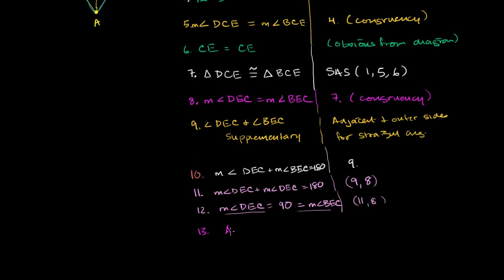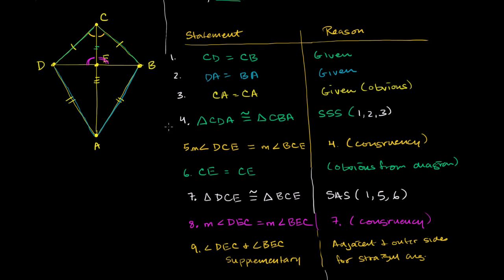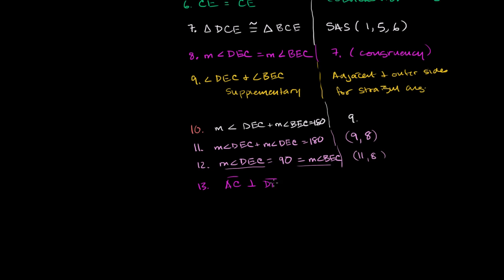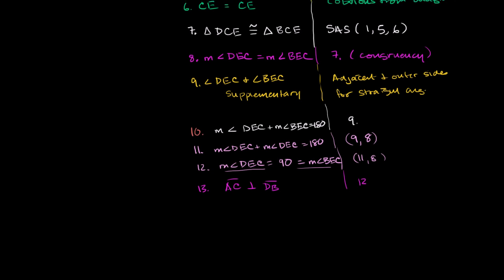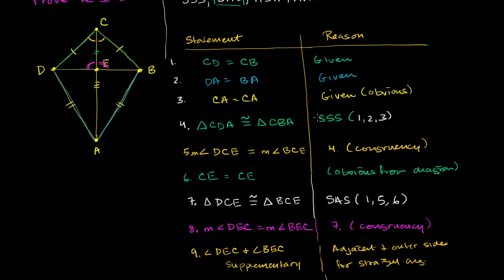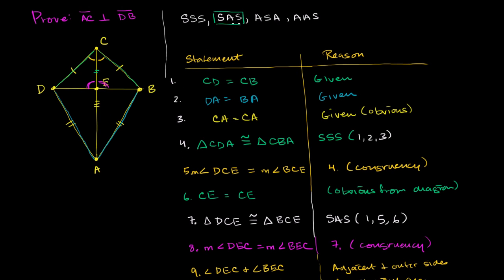AC is perpendicular to segment DB, and it comes straight out of statement 12. And we're done. We've done a two-column proof, and we have proven that this line segment right over here is perpendicular to that line segment right over there. We did it with the SSS postulate and the side-angle-side postulate.